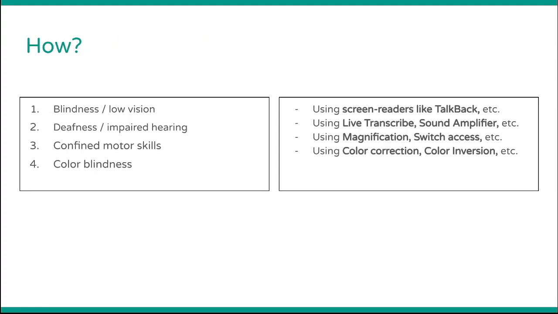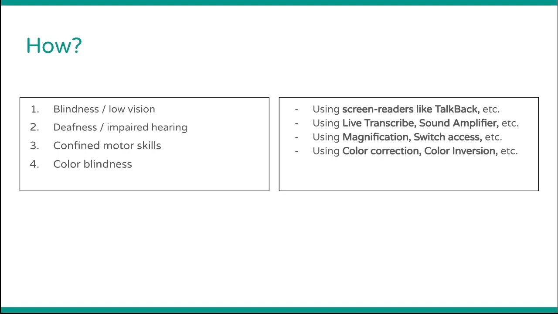So how is it possible? For example, if someone has blindness or low vision, obviously they cannot see the app. So we have an application like a screen reader, like TalkBack. What it does is it will read everything on the screen, and based on that, the user can actually use that application. If someone has deafness or a problem in hearing things, then for them there is Live Transcribe or a sound amplifier.